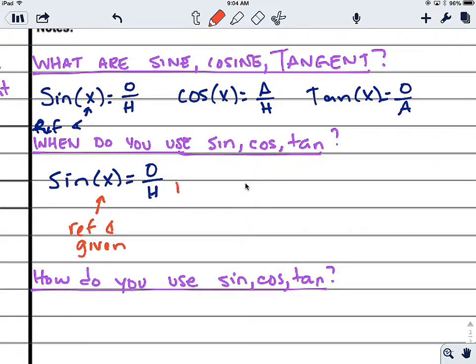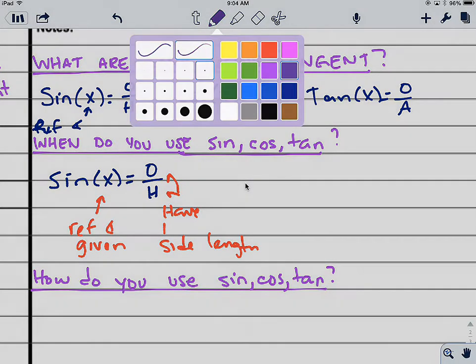And we have either one of the side length. So this has to do a lot with the fact that the sine function demands an input of a reference angle. So if we don't have the reference angle, we can't use a sine function. I can give you a quick example of this.